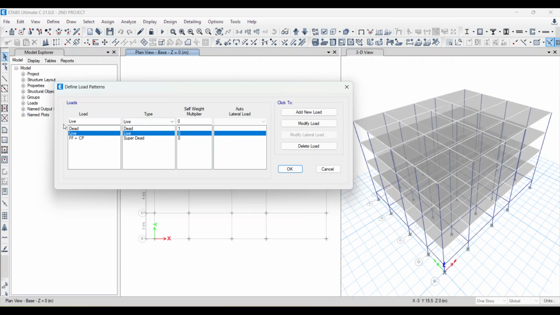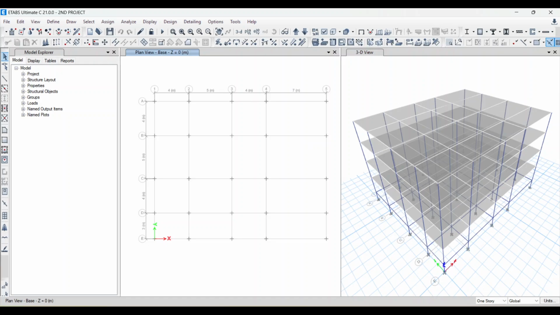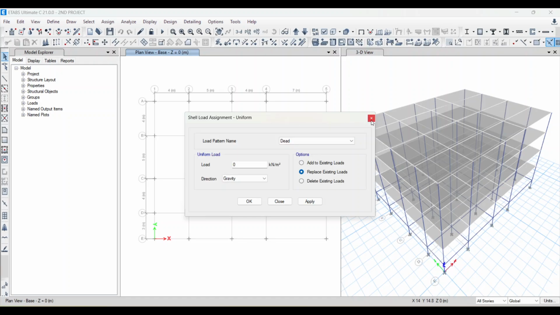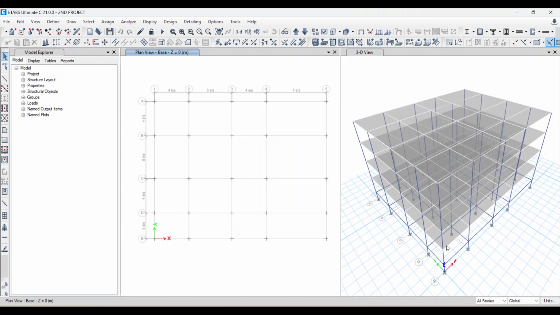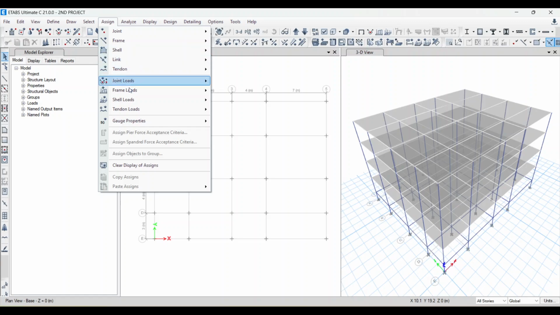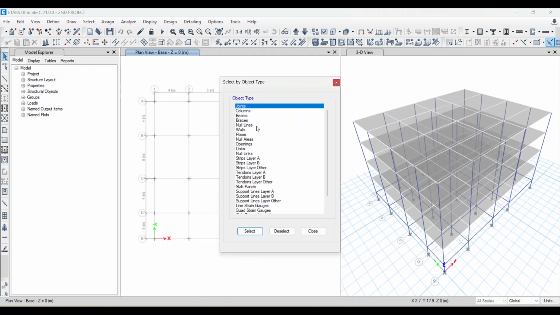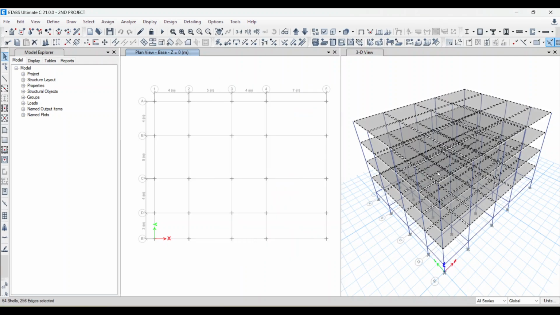Okay, I will just click here, and from here I will do all stories. I will go to assign, shell load, uniform. First I need to select the slabs actually. So what I will do, I will select the slabs. Go to select, object type, and from here I will select the floors and just select and close. Here you see all my floors are selected.